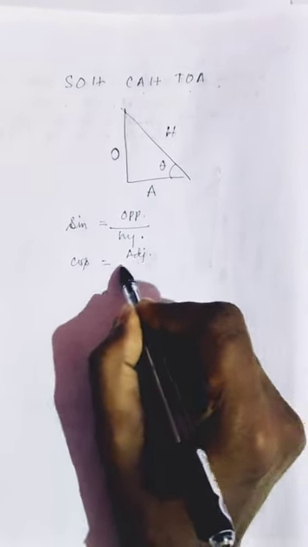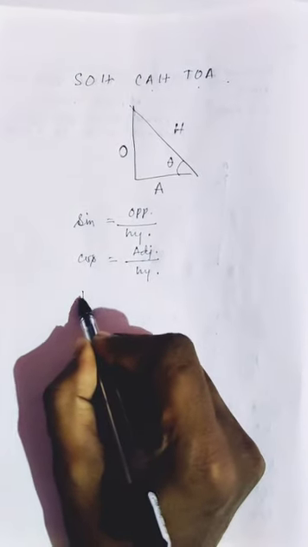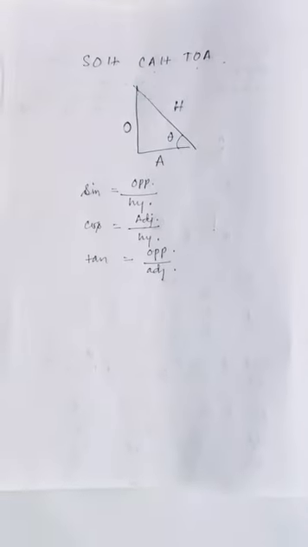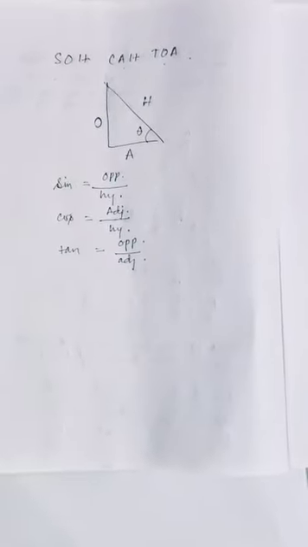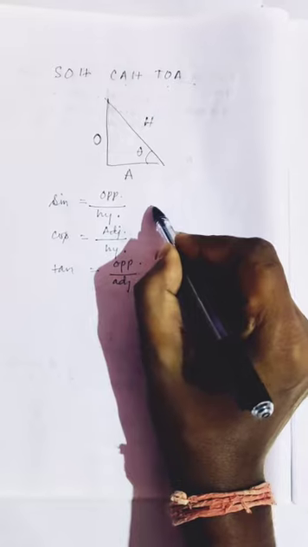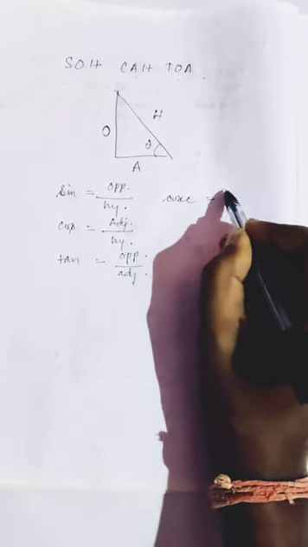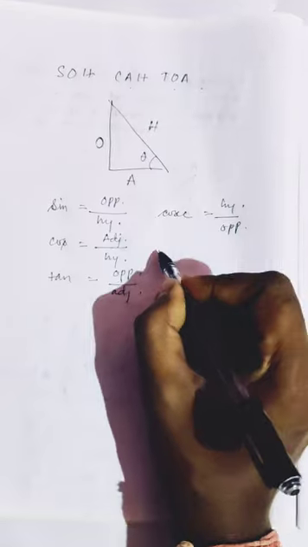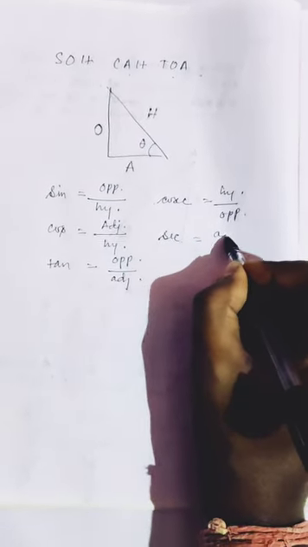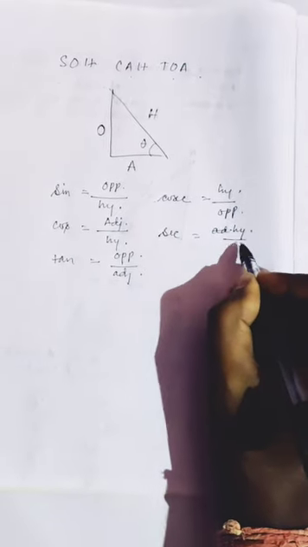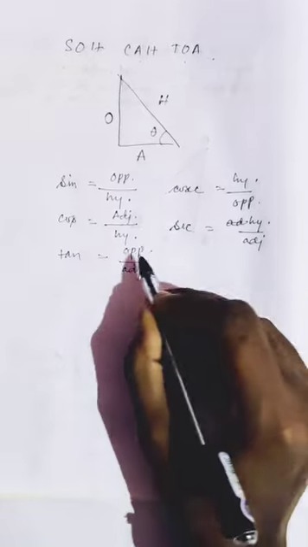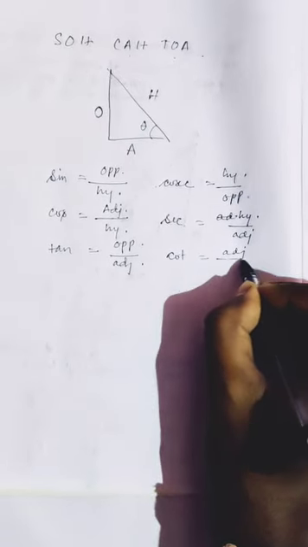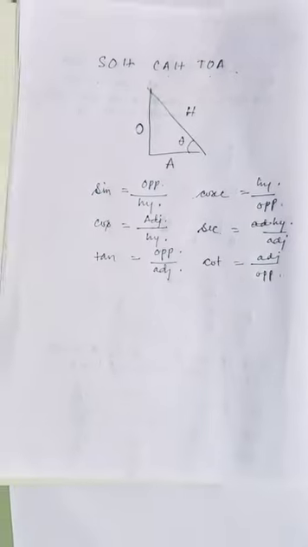adjacent by hypotenuse, and tan, opposite by adjacent. I think you can now write all the ratios without making any mistake. Vice versa, the reciprocal of sine is cosec, so you write cosec and it will be hypotenuse by opposite side. Then next will be cos, the reciprocal of cos is sec, and its ratio will be hypotenuse by adjacent side, and the reciprocal of tan is cot, and its ratio will be adjacent by opposite side. I think this is clear.